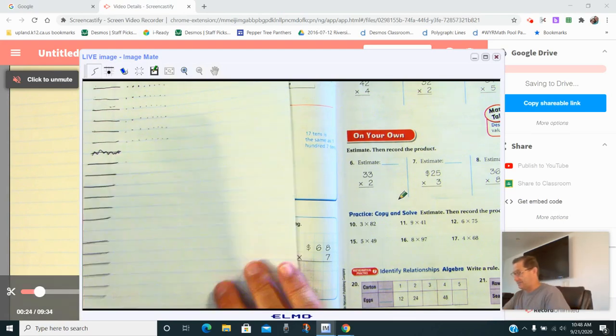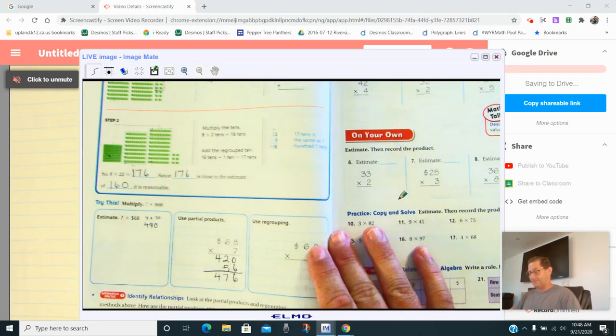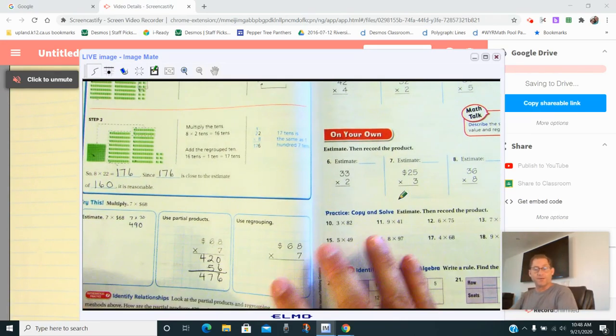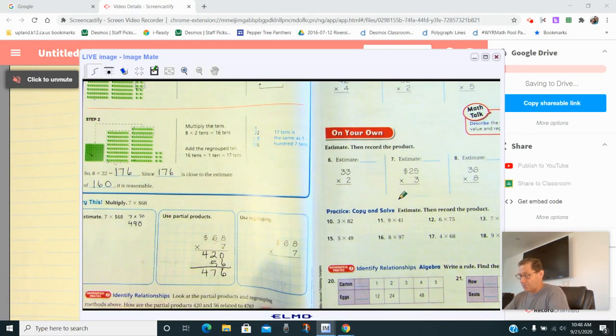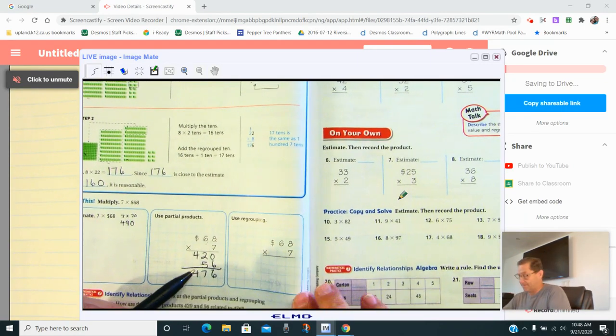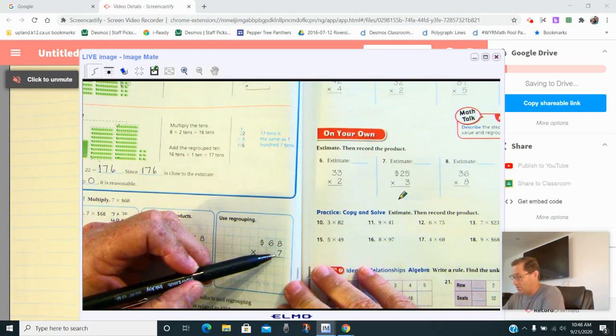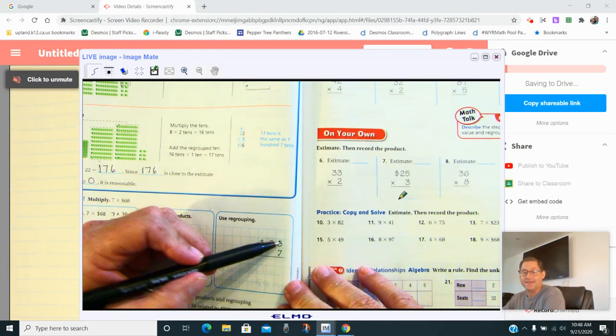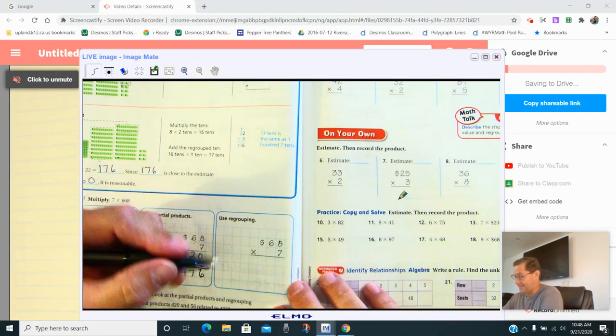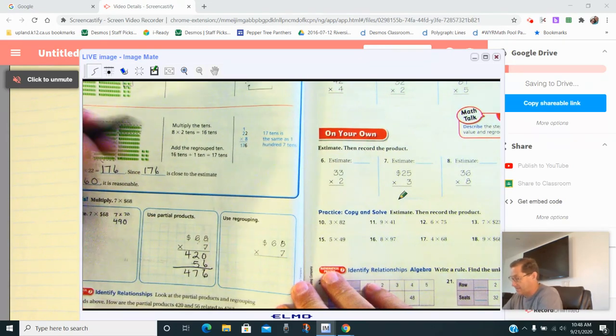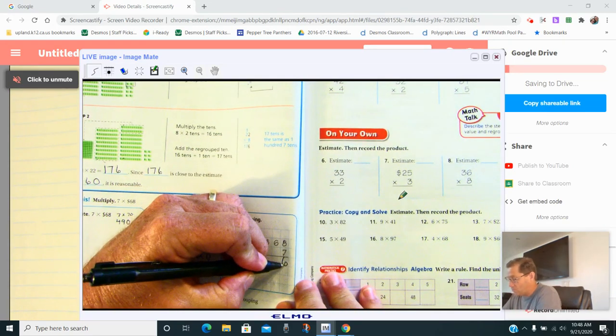All right, so let's continue with the problem we were working on. We see our partial products is 476. Now, 7 times 8? 7 times 8 is 56. So I have 56 ones.